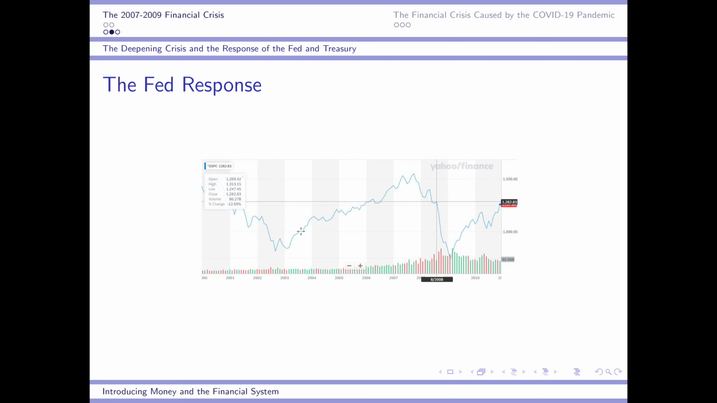However, after Lehman Brothers went under, the S&P 500 and the rest of the financial market went into free fall, and everybody feared that there was going to be no end in sight. In a sense, what the Fed was worried about with Bear Stearns came true with Lehman Brothers.